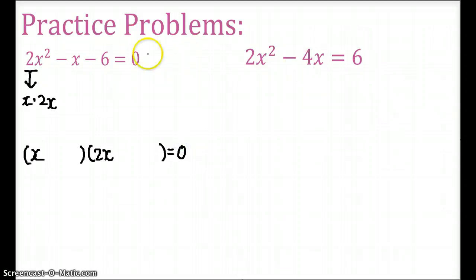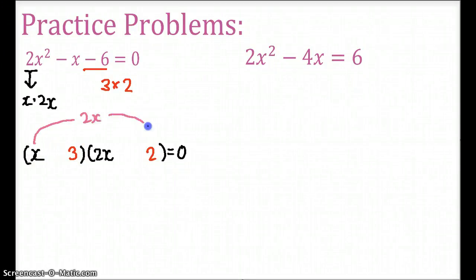And then we're going to look at the second part, negative 6, and we're going to not think about the negative in the beginning. So I'm just going to think of 3 times 2. So I'm going to write 3 here and 2 here. And we're going to multiply the two outer values, which gets to 2x, and the two inner values, which gets to 6x. But 6x and 2x, there's no way to get to negative x, so I'm going to start over right here. And this time, instead of 3 times 2, I'm going to try 2 times 3. So I'll go 2 and 3.